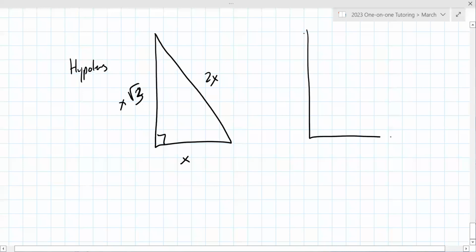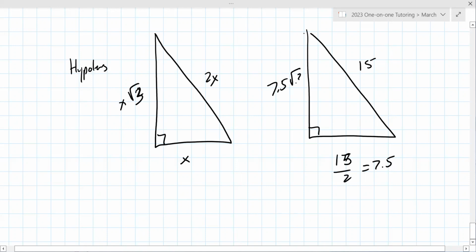So an example would be, let's say I tell you that the hypotenuse is 15. What is it? 12.5. 7.5, I'm sorry, 7.5. It's 15 over 2 or 7.5, right? Yeah, then you still have to multiply it by the square root of 3 here, which would be 7.5 square root 3. Yes.